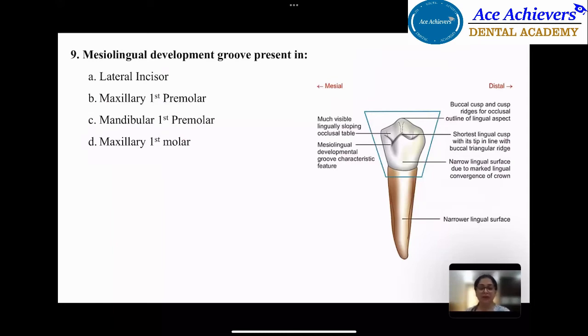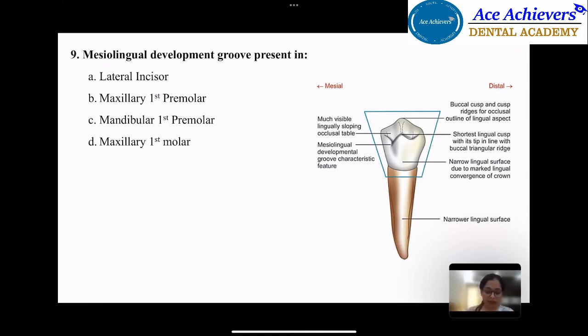Next important question: the mesiolingual developmental groove is present in. As I already told you, the dental anatomy questions are very direct. You need to know the facts. You need to know the occlusal anatomy. There is nothing much to understand but to remember.